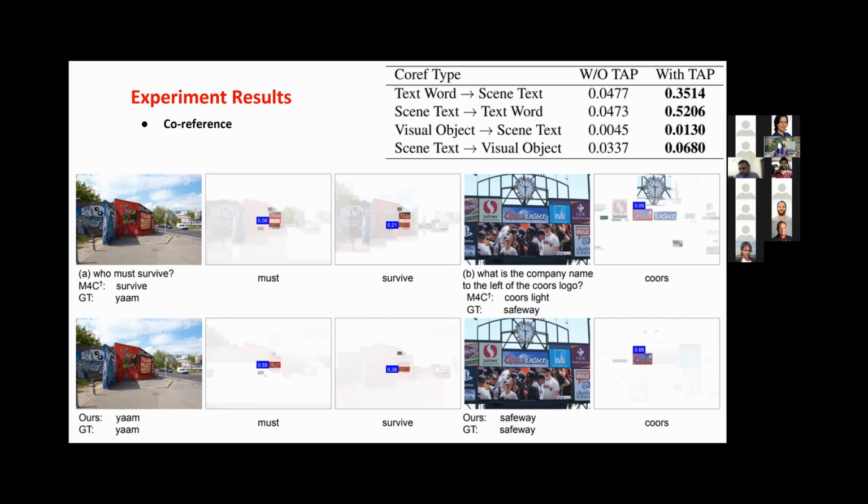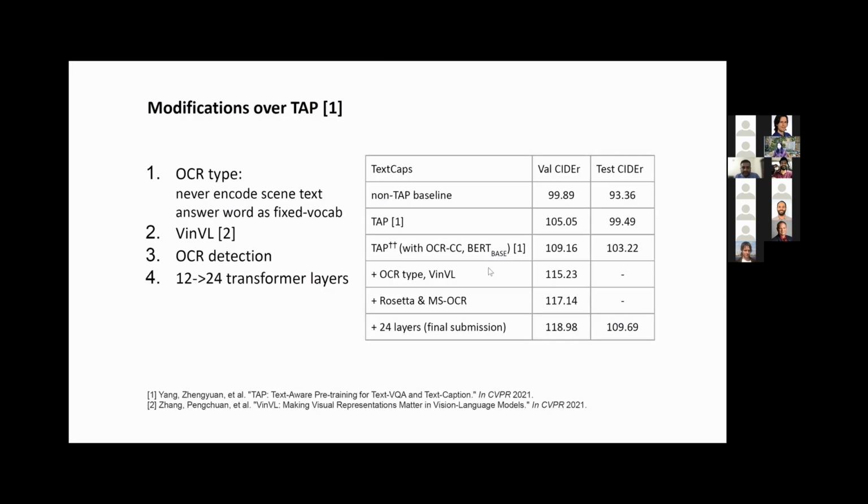So Amanpreet has a question. Can you expand on OCR types in the second last slide? Oh, here? Yes, I think. Okay. Yeah.